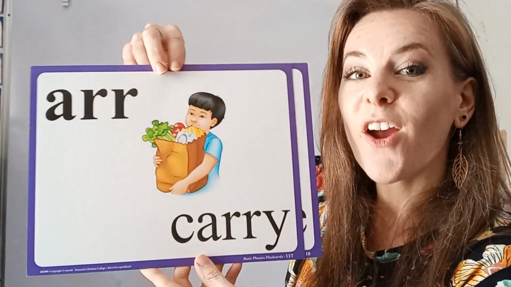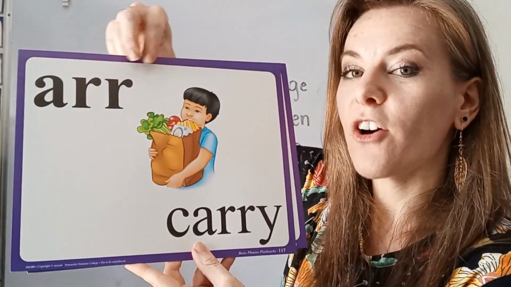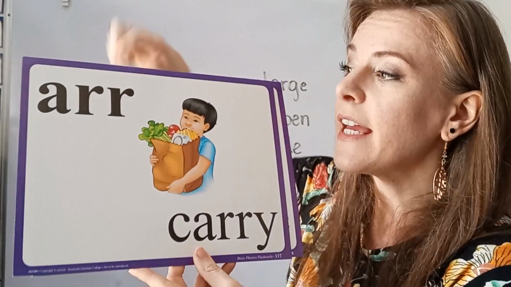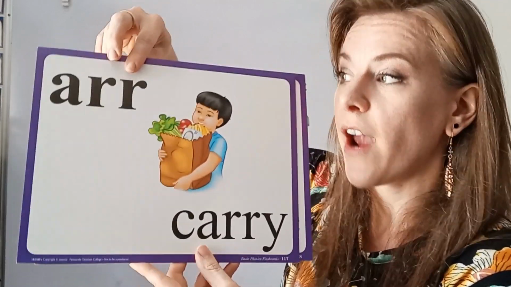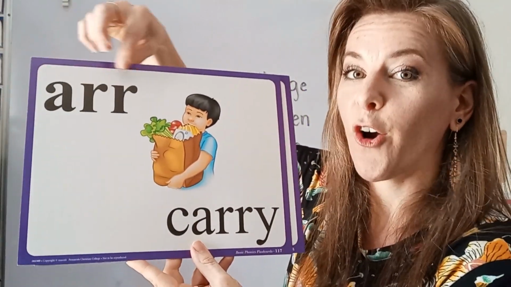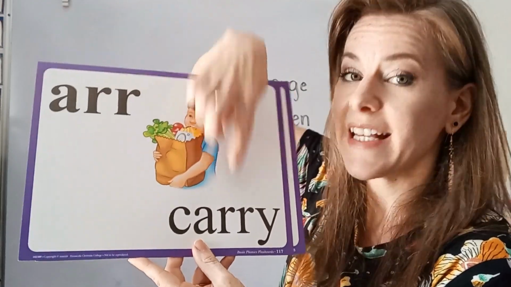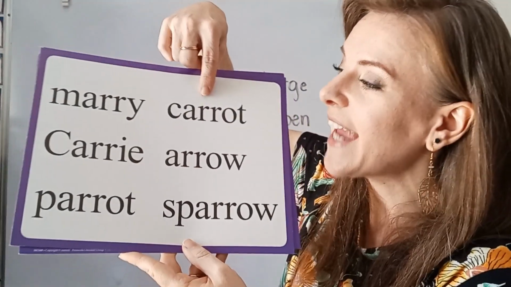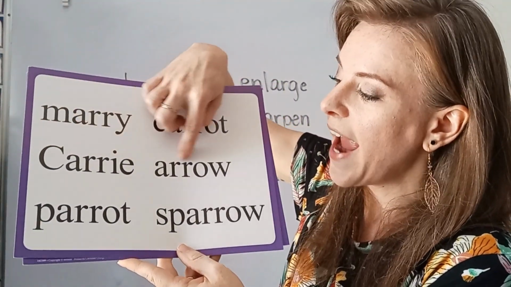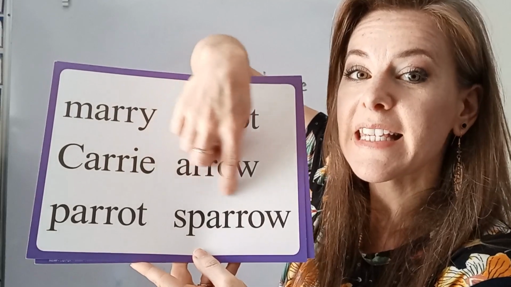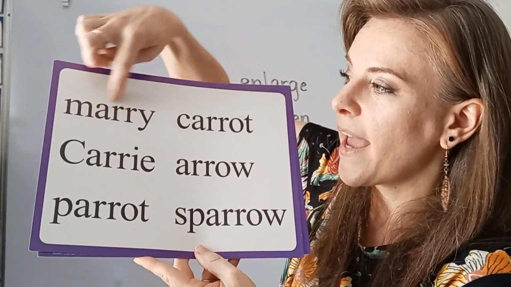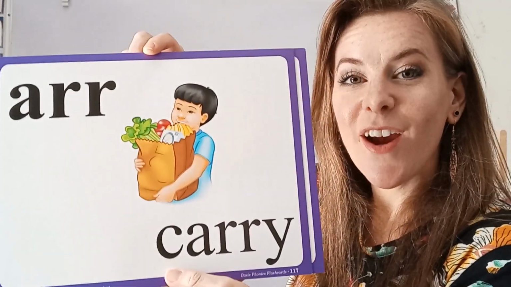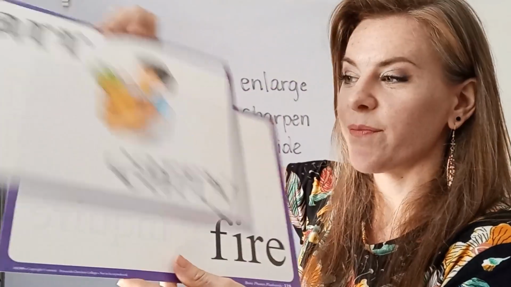Then we have the air in carry. A-R-R says air in carry, like the air in hair, the A-I-R. This also says air in carry, but it's A-R-R. A-R-R says air in carry. And we have Mary, carrot, carry, arrow, parrot, and sparrow. So the A-R-R in all of these words says air in carry.